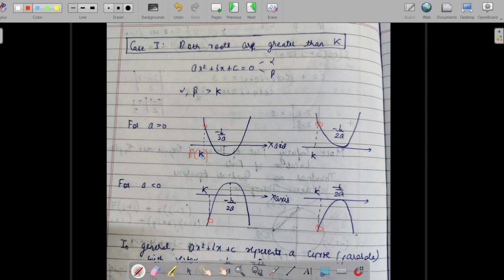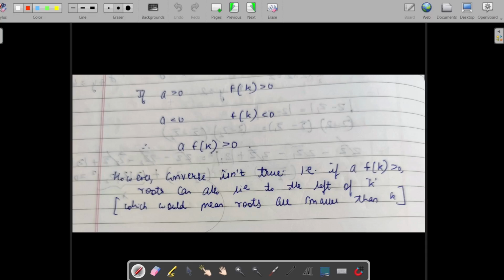Again, this is all about visualization. This is a constant k. Both roots are greater than k. So they will lie to the right side of k. Right? Till here we have done nothing. We have just graphed the four possibilities that can happen. So first thing we have realized that when a greater than 0, f of k is greater than 0.